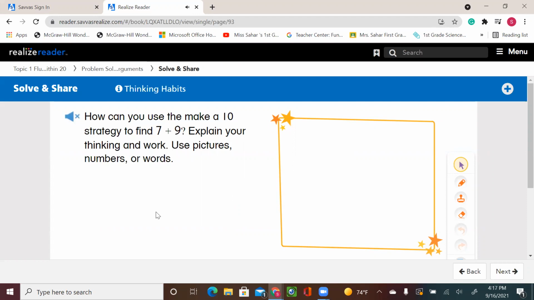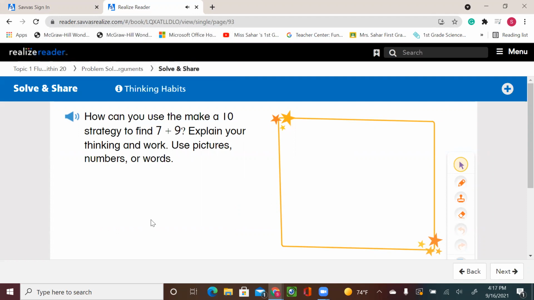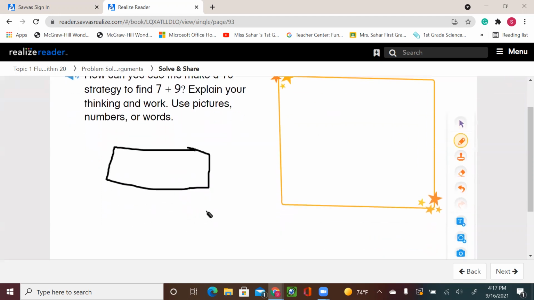How can you use the make a 10 strategy to find 7 plus 9? Explain your thinking and work. Use pictures, numbers, or words. If you remember, when we use the 10 frame, we need to move from the second 10 frame in order to have one frame with 10, and then the rest will be in the second 10 frame. And that will help us to add and make our addition more accurate. So let's draw, for example, here our 10 frames.